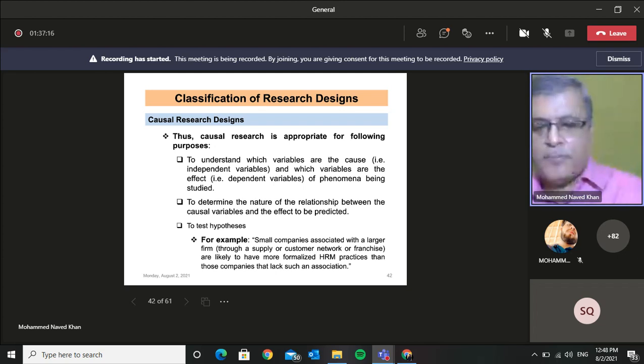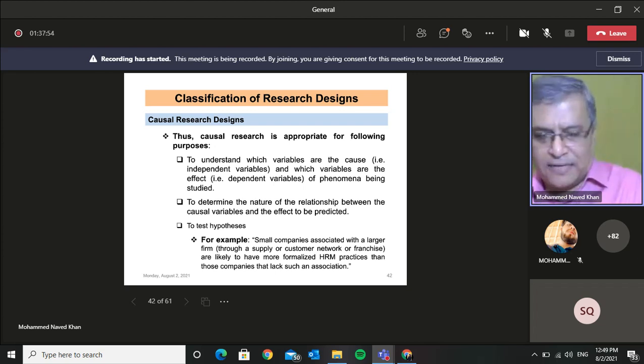So here we are testing the hypothesis, and let us recall, what is a hypothesis? A hypothesis is a conjectural statement. It's an imaginary statement regarding the nature of relationship which you are hypothesizing exists between the variables of interest. So we can have one hypothesis, we can have several hypotheses. For example, in this case, the hypothesis cited for the purpose of understanding is: small companies associated with a larger firm, of course, through a supplier or customer network or franchising, are likely to have more formalized HRM practices than those companies that lack such association.